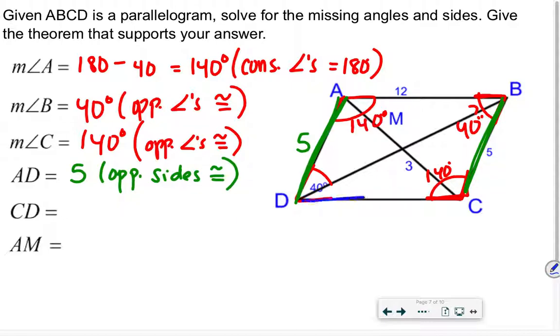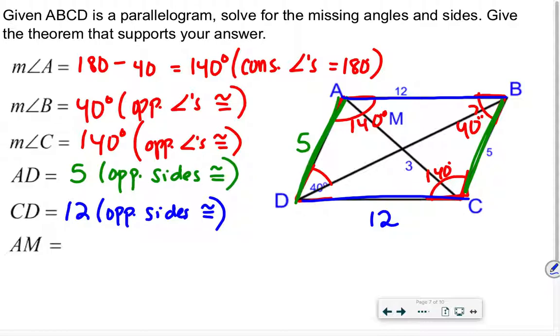Next is side CD. McKenna, what side is opposite of side CD? AB. So how long is CD? Very good. Okay, just like a rectangle, a parallelogram doesn't have to be a rectangle, but a rectangle lives inside the parallelogram family. So similar to a rectangle, your opposite sides are the same length.